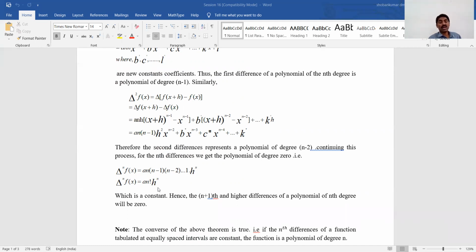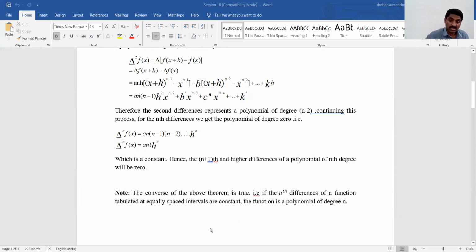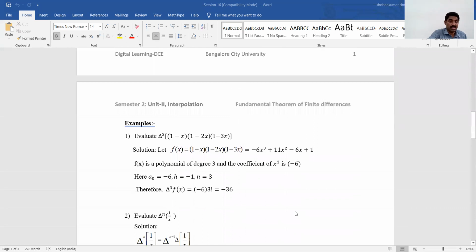It should be a constant. Hence, the n plus 1th and higher differences of a polynomial of nth degree will be 0. We note that the converse of the above theorem is true. That is, if the nth differences of a function tabulated at equally spaced intervals are constant, the function is a polynomial of degree n. Hence the theorem.